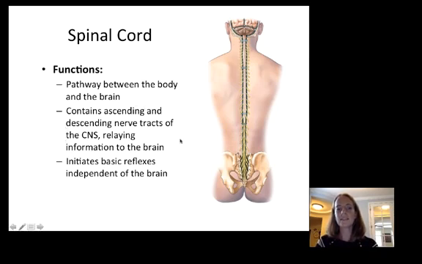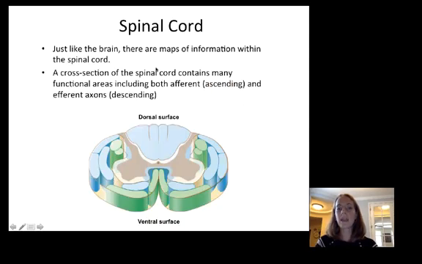And we already discussed this in our sensation lecture. It contains the ascending and descending nerve tracts of the central nervous system, relaying information to and from the brain. It can also, on its own, initiate basic reflexes completely independent of the brain. So just like the brain, within the spinal cord there are maps of information, and a cross section of the spinal cord has many functional areas, some going up to the brain, which would be ascending, and some going down from the brain, or descending.